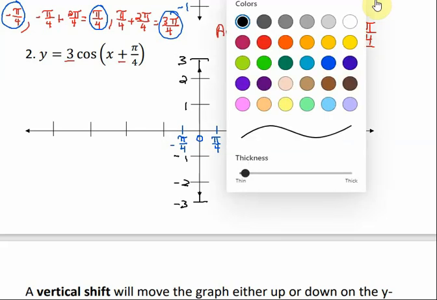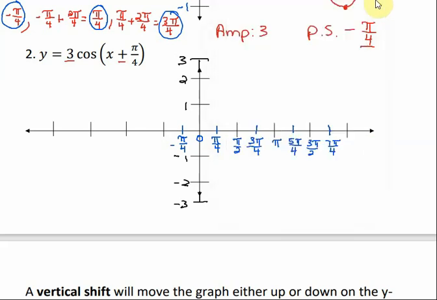Okay, so if our cosine graph normally starts up at 1, it's now going to start up at 3. And then at our next mark, which is at pi over 4, it's going to go down to 0. And then at 3 pi over 4, it goes down to negative 3. And then at 5 pi over 4, it goes back up to 0. And at 7 pi over 4, it goes up to 3. All right, so this is what our graph would look like.